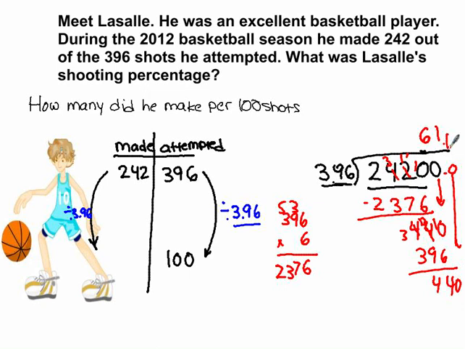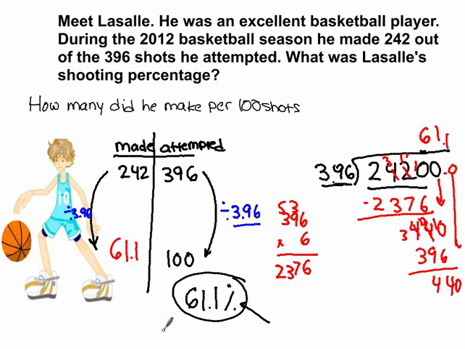61.11 repeating. So I'm fine if you just say 61.1 per 100. So therefore we can call it 61.1%. Now this is telling us the unit rate. It's percent means per 100 attempts, so it's already in unit rate for us. So we're going to now use this information, or different types of information, to explore Lasalle a little bit more. We can see he's a really good shooter. 61% of the time he makes it. That's excellent.